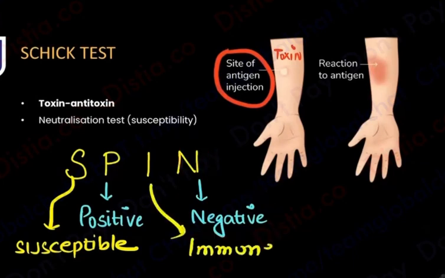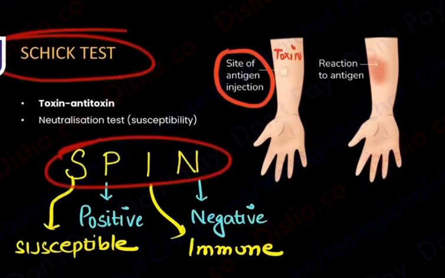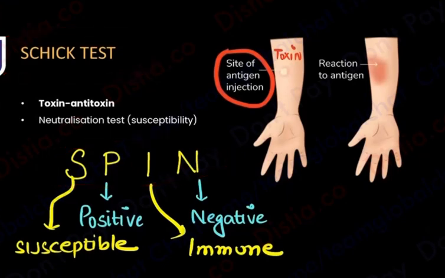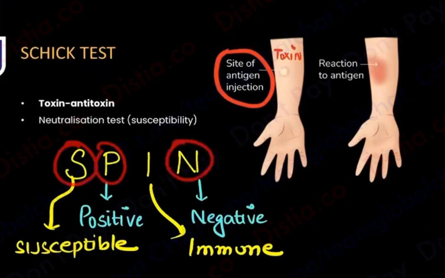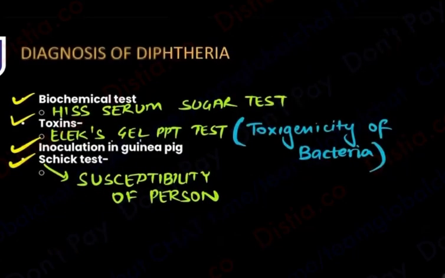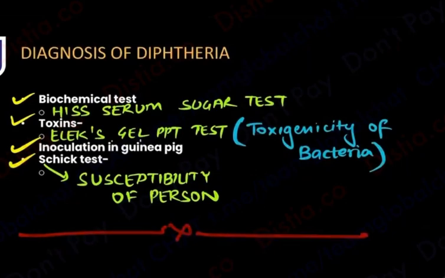See, the concept is clear, but in the exam we need rapid answers, 2 second mein answers dena, right? So that is what you're going to do with Schick. Spin the Schick. What is spin the Schick? If you get a positive test, it is susceptible person. If you get a negative test, it is an immune person. That is how you learn spin. Positive, negative, susceptible, immune. And on that note, you have wrapped up your diagnosis of the diphtheria. Diagnosis is wrapped up, but not the rest of the story.